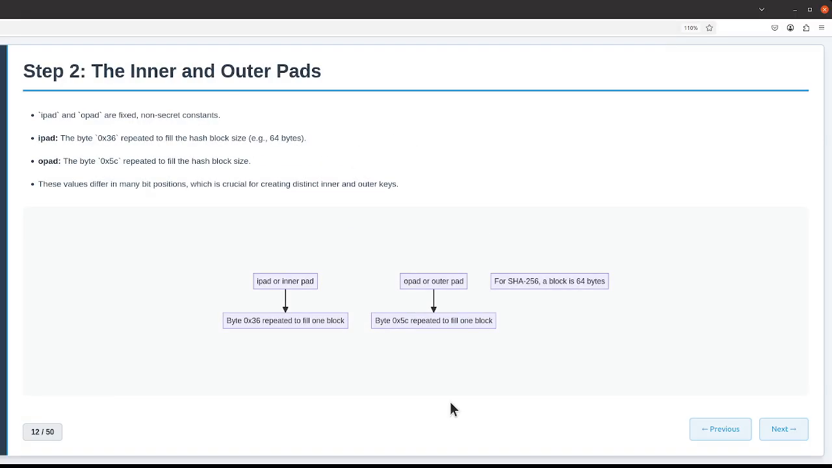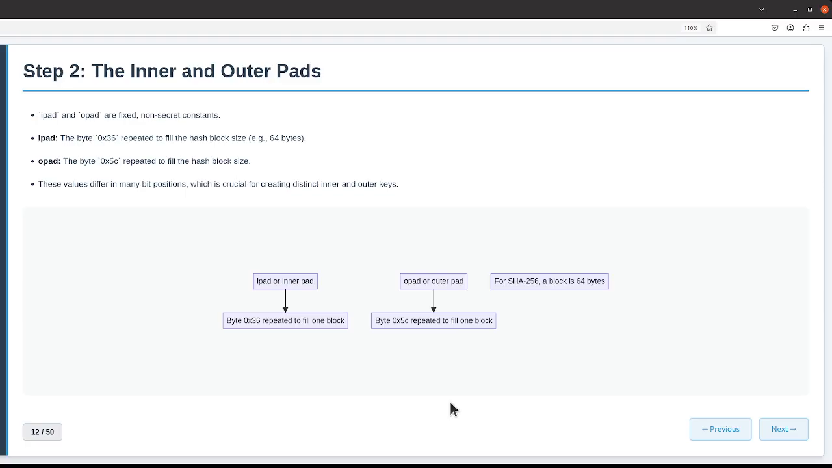The inner and outer pads. Next, we need to define our two magic constants, ipad and opad. These are not random. They are fixed values defined in the HMAC standard. ipad, or inner pad, is the byte 0x36, repeated over and over to fill the block size, 64 bytes for SHA-256. opad, outer pad, is the byte 0x5c repeated to fill the block size.